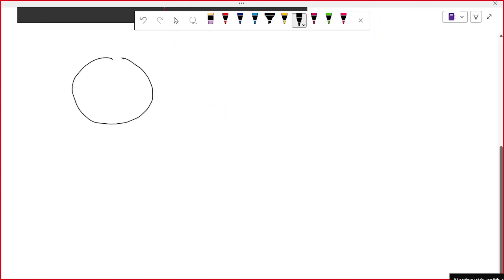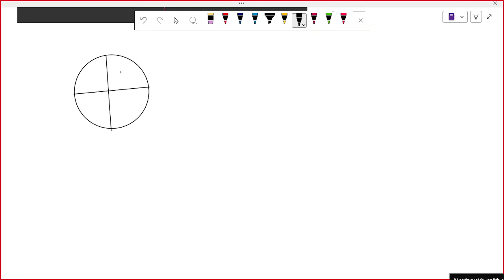Just assume this is one entire cake. Okay, this is a cake. I've split this into 4 parts, 4 equal parts. Name it as 1, 2, 3, and 4. Okay, total how many parts do we have? What's the total parts? 4 parts. The total parts will be your denominator.